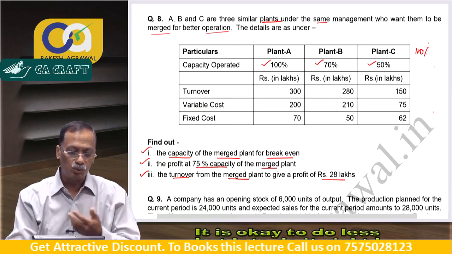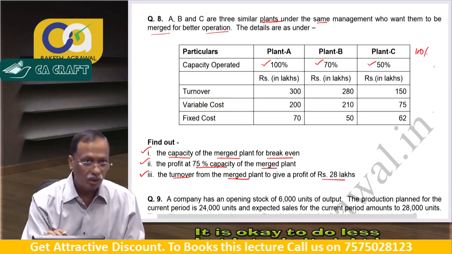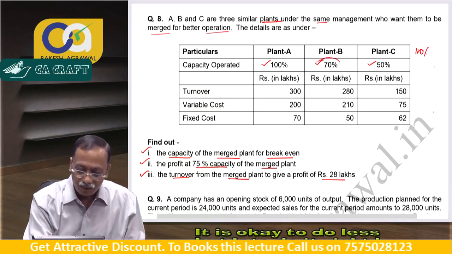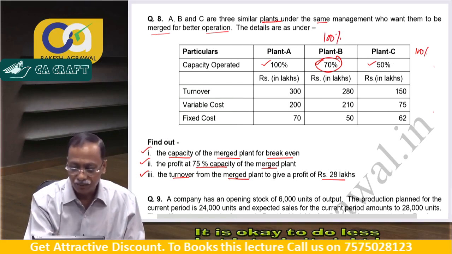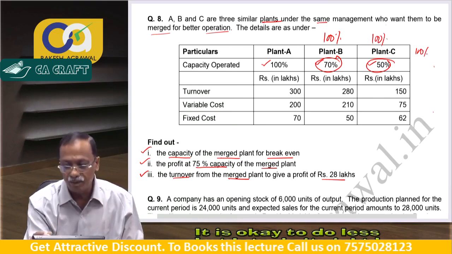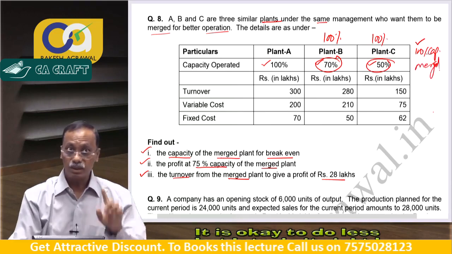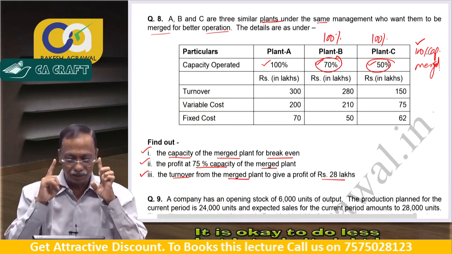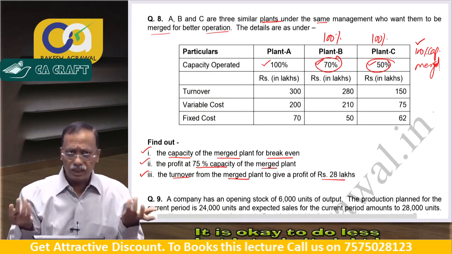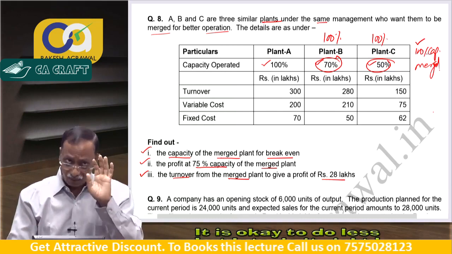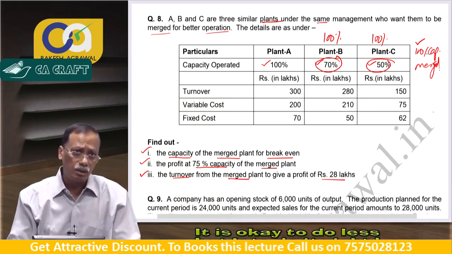To solve this question, plant A is already at 100%. I will convert plant B data from 70% to 100%, and plant C data from 50% to 100%, and then I will merge. So I will get 100% capacity of the merged plant, not 300% capacity. That is the only trick. I will write this approach and then we'll write the answer.